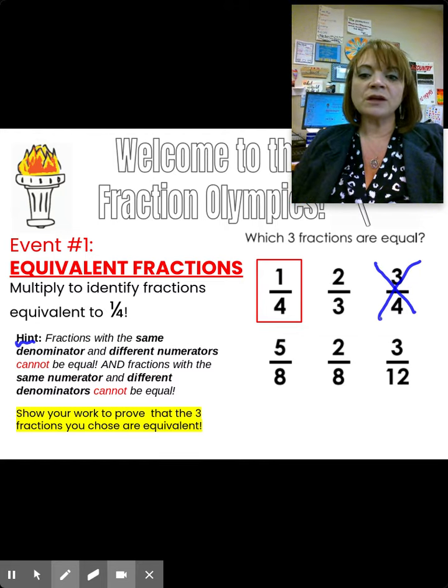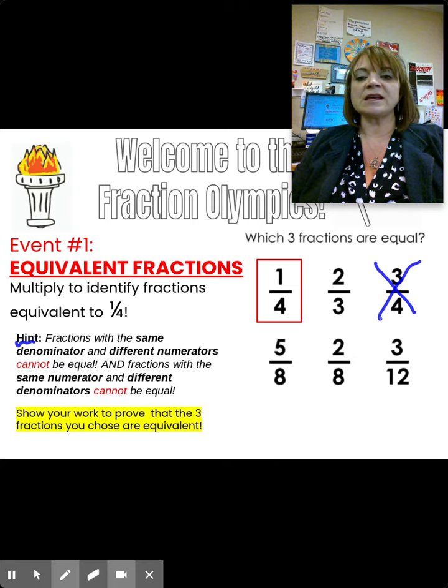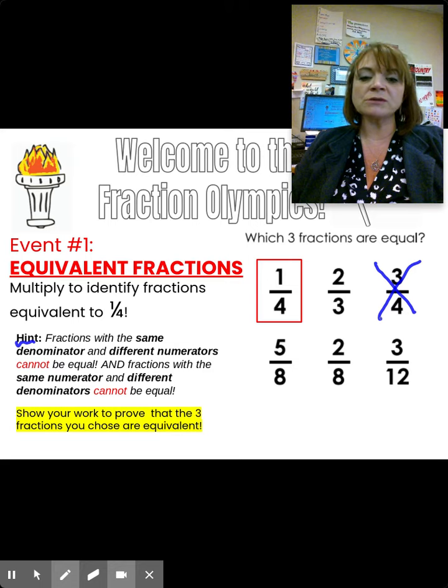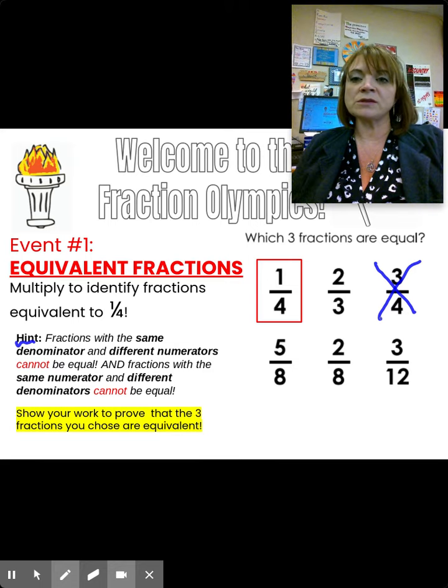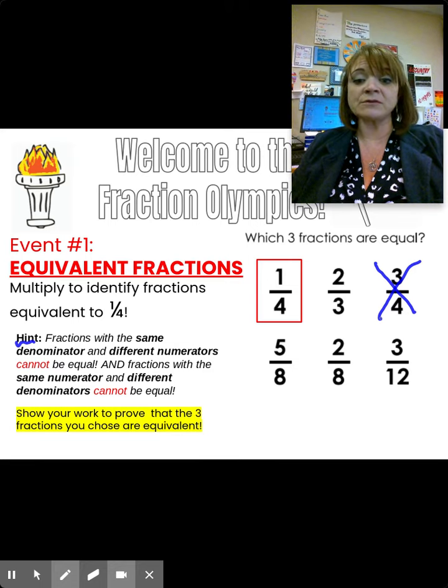So now you only need to look at 4 more fractions and decide if they are equivalent or not. Make sure you show your multiplication to prove the ones you say are equivalent are absolutely equivalent.